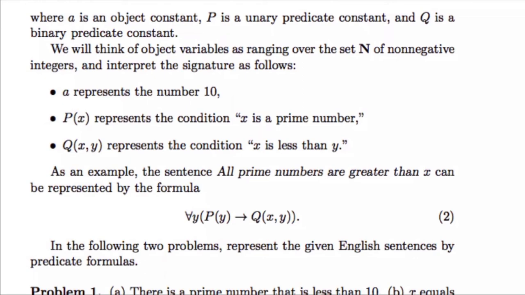Is this sentence true or false? All prime numbers are greater than x. True or false? So this is unknown because we don't know what x is, right? So the value of this formula is dependent on what x we have. So if x equals 0, is it true? All prime numbers are greater than x if x equals 0. It's true, right? But if x equals 10, is it true or false? It's false. So what that means is for this sentence, we cannot simply assign the value. We don't know its truth value yet. The reason is we don't know what x is.